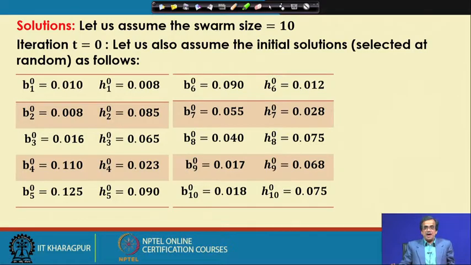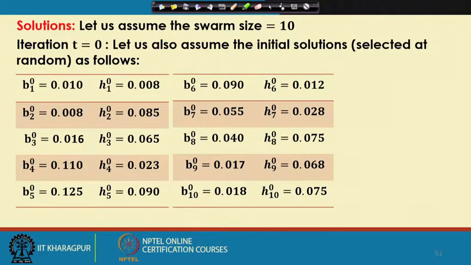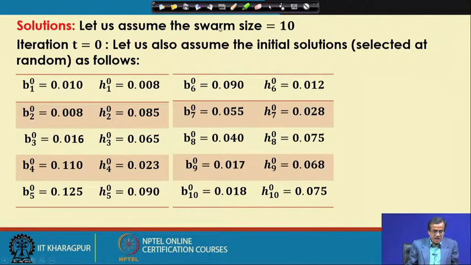Now, here we start with a population of solutions, that is the swarm of particles, and that is why this is known as PSO, particle swarm optimization. As I told, here we start with a swarm of particles. For simplicity, I am just going to consider that the swarm size is equal to 10. So, there are only 10 solutions, and let us see how to find the optimal solution.